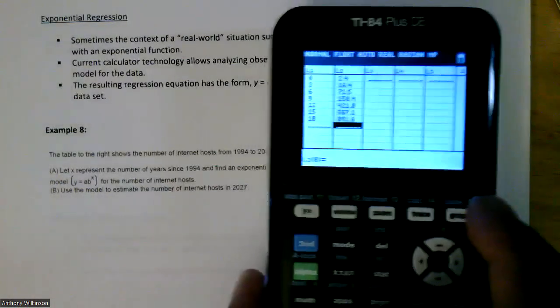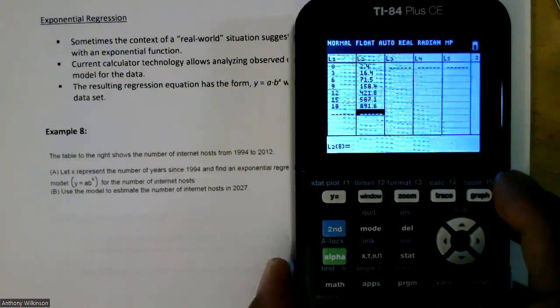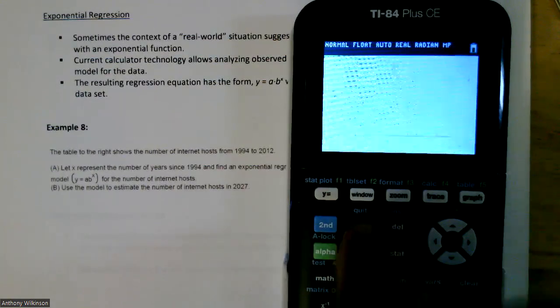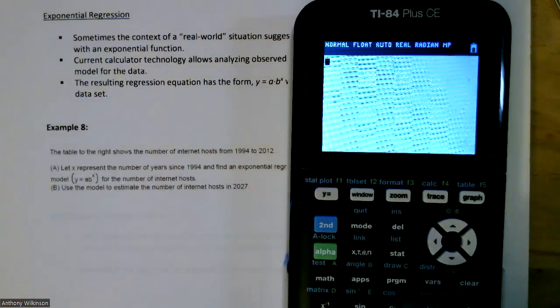All right, now in this case here, we need an exponential regression. So let's do this. Second and mode to get out of this. Then press the Stat key.